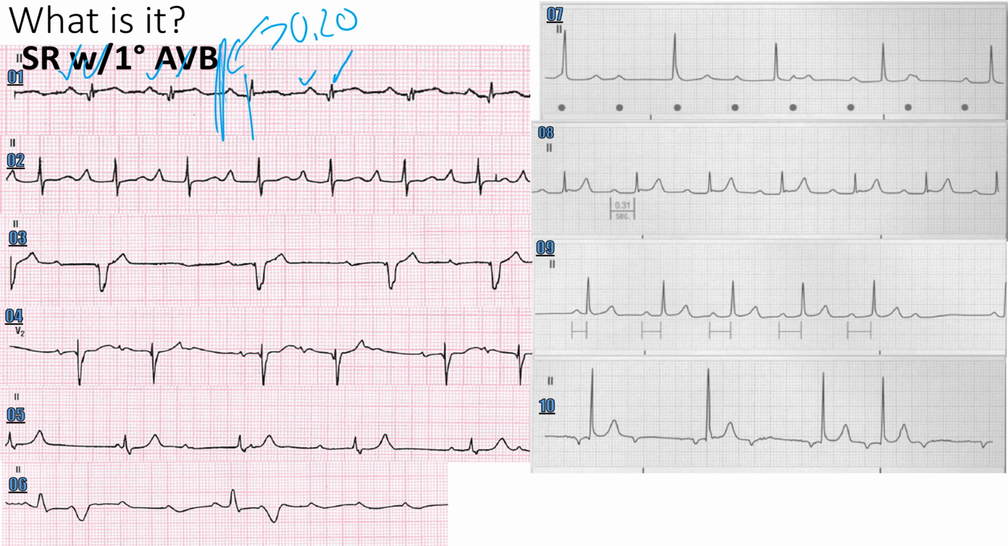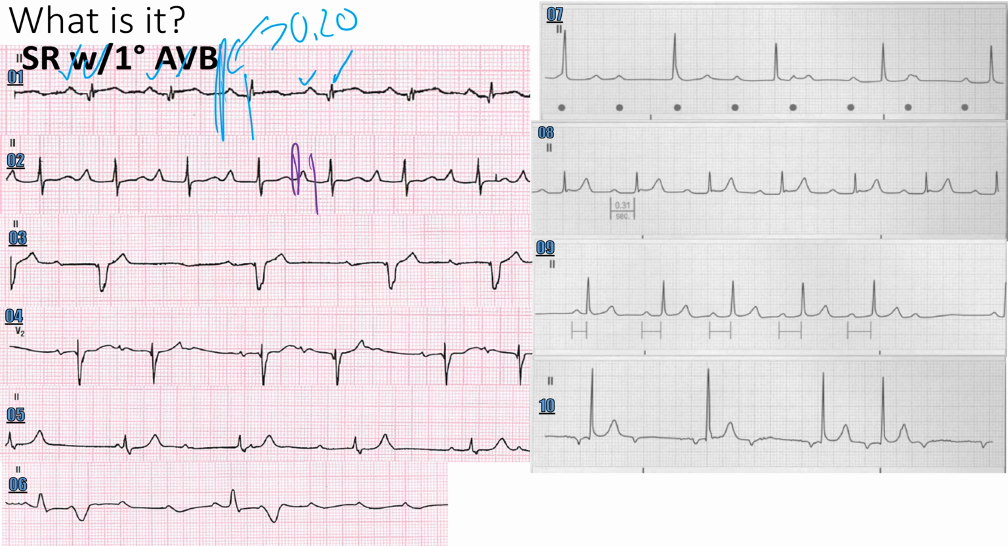So what's number 2? First degree. First degree, how do you know? Prolonged. You're going to line this up with a box. That guy works right there. Is that longer than one big box? That's for sure one. It's almost getting up to 2 boxes. I can't draw straight lines to save my life right now. All right, but you can see that that is a prolonged PR interval.